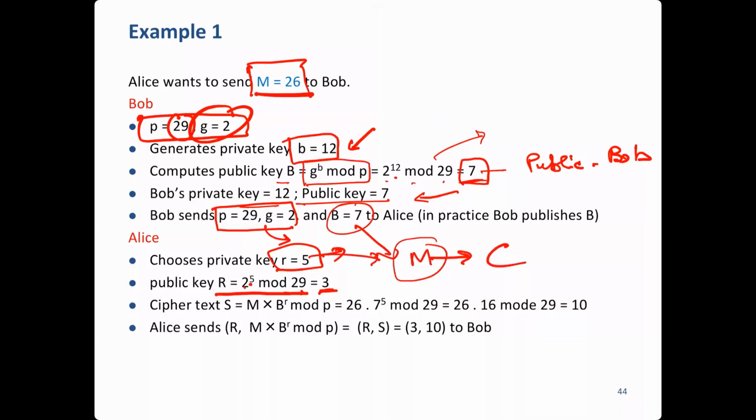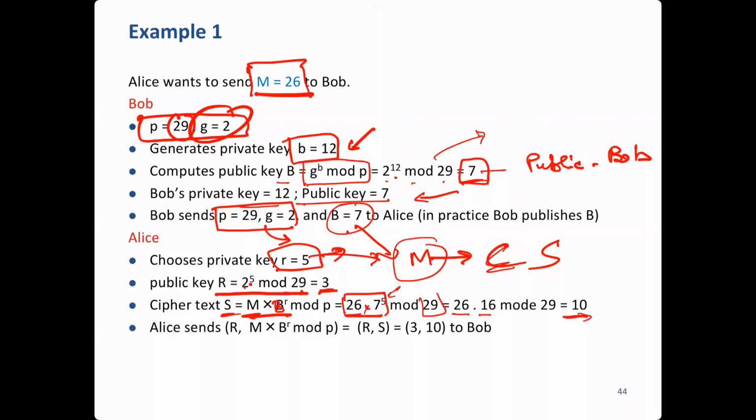So she gets the ciphertext, or here we are using S, which is equivalent to M, where M is 26, times B raised to the power R. B is 7, R is 5, so 7 raised to the power 5. We are doing this calculation: 26 times 7 raised to the power 5 mod 29, which is equivalent to 26 times 16 mod 29. You can reduce this, which is equivalent to 10.